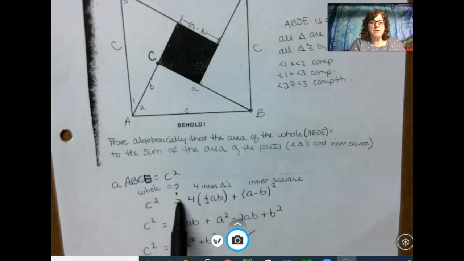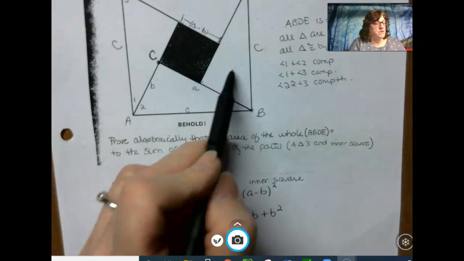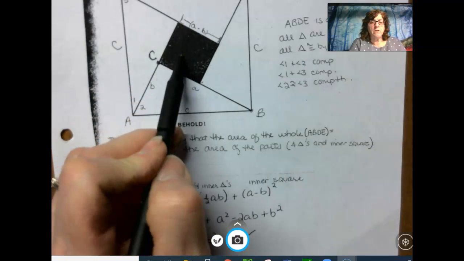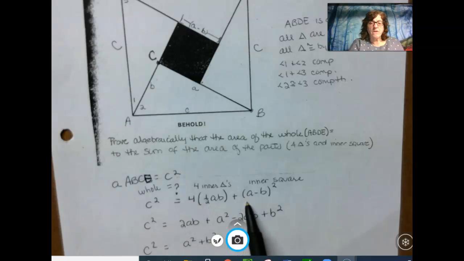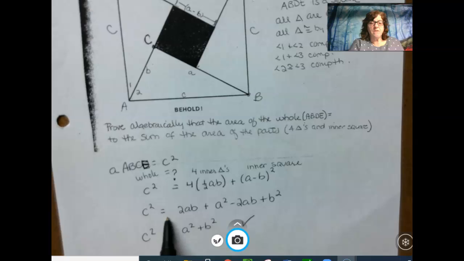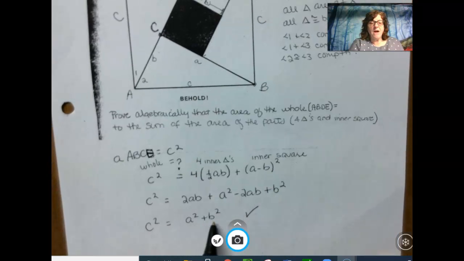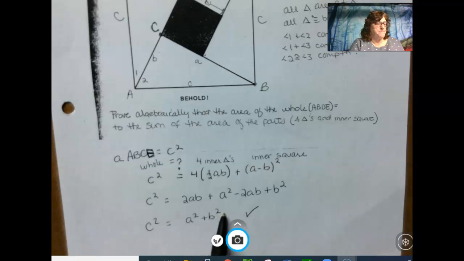And then we know that is equal to the sum of the area of each of the triangles in the inner square. So these are the areas of those parts. So we end up with C squared is equal to 2AB plus A squared minus 2AB plus B squared. And when we simplify this, it comes out to be C squared is equal to A squared plus B squared.